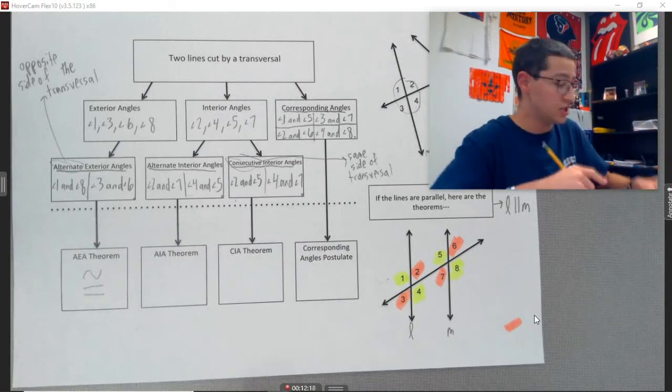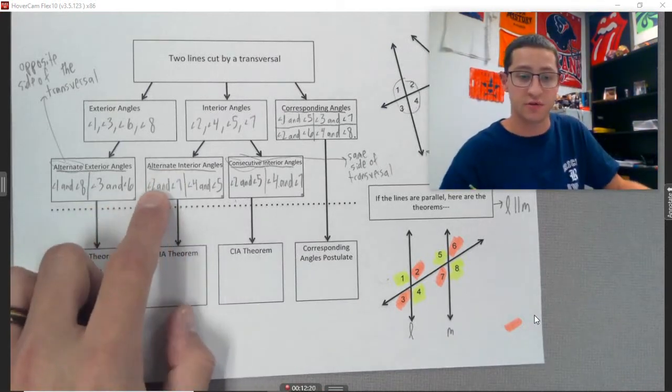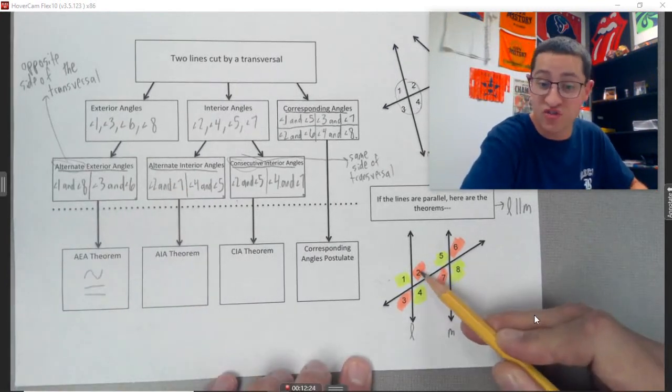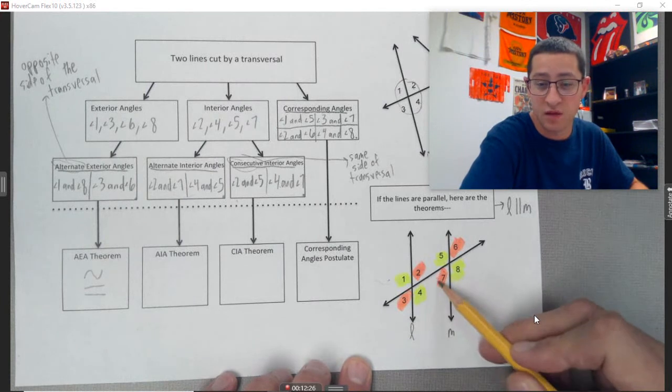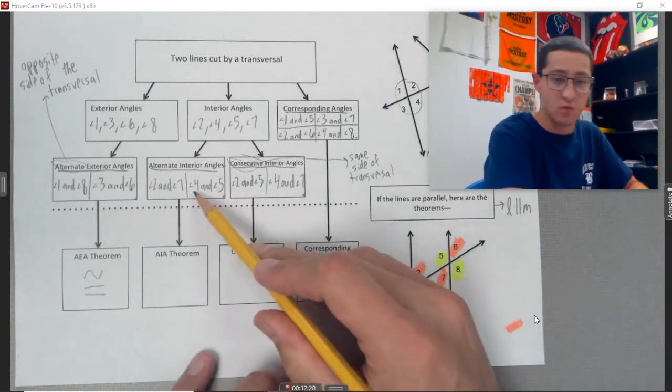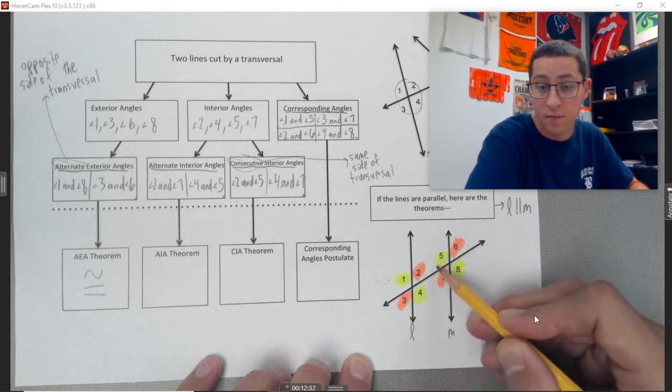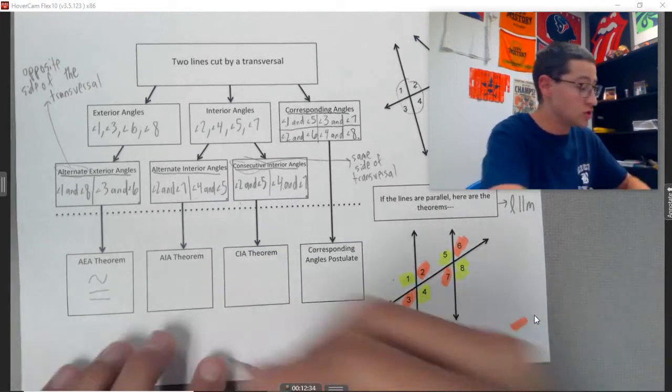Alternate interior. Let's look at the alternate interior. 2 and 7. All right, so they're the same. They are also the same color. We could have done 4 and 5 as well, right? Let's see if those are the same. Yes, they are. 4 and 5, so those are the same as well.